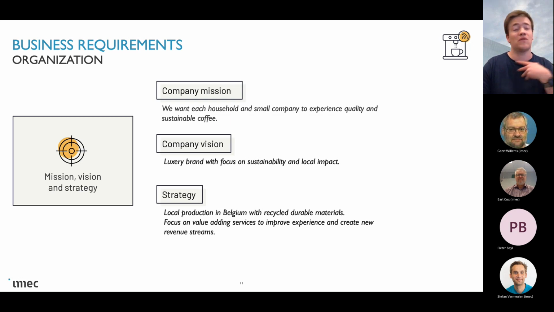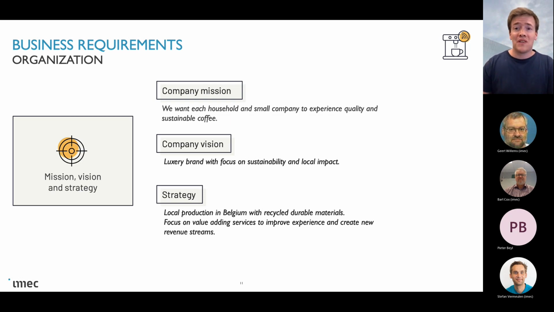The vision is that they want to be a luxury brand with a strong focus on sustainability and having a local impact. The strategy then is of course to produce locally in Belgium, but we could also focus on adding services to improve experience, and maybe also create new revenue streams. Now this doesn't mention smart at all. It just says that they want to focus, for example, on value-adding services, and technology could be one of the solutions to achieve that. But of course you could go in other ways as well.